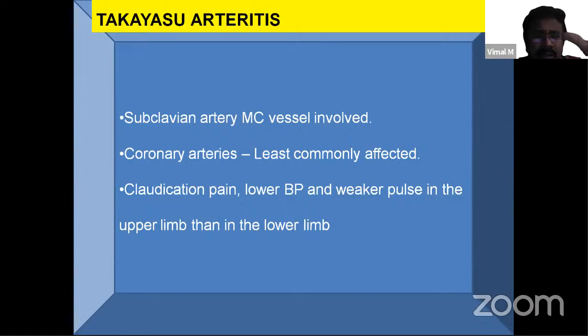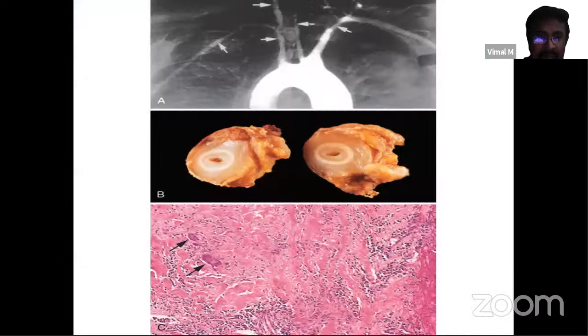And what does the patient usually present with? The patient presents with claudication pain, because the vessel is involved, which means the blood flow will also be low. And if you measure, the BP will be lower and the pulse weaker in the upper limb than in the lower limb, because the subclavian artery, the major source for the upper limb, is affected and much more narrowed. So the patient will have lower BP and weaker pulse in the upper limb when compared to the lower limb.